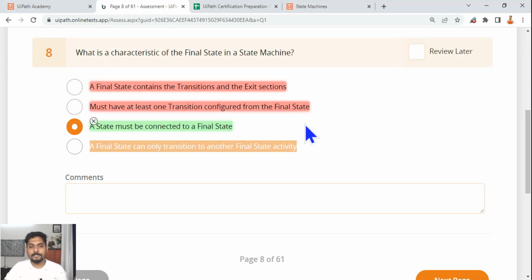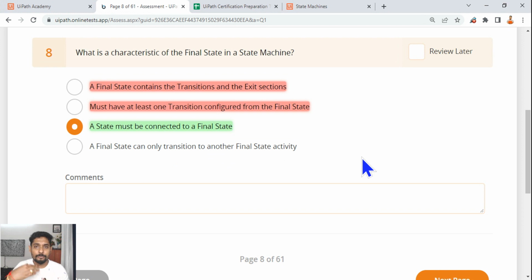So the final answer is this. Got it, guys? So this is how you should make your preparation. Let's move on to our next topic.